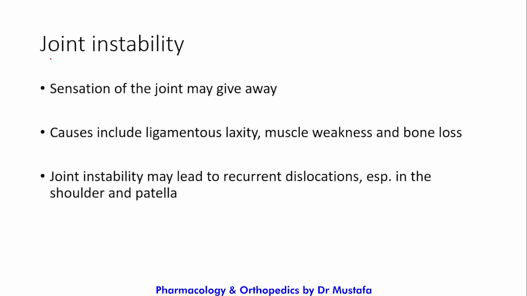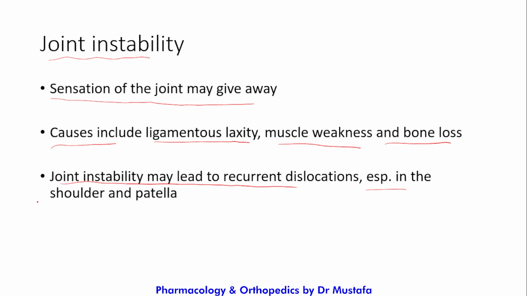The other complication is the joint instability, and that's when there is a sensation that the joint may give way. Causes include ligamentous laxity, muscle weakness, and bone loss near the joint. And the joint instability may lead to recurrent dislocations, especially in the shoulder and in the patella.